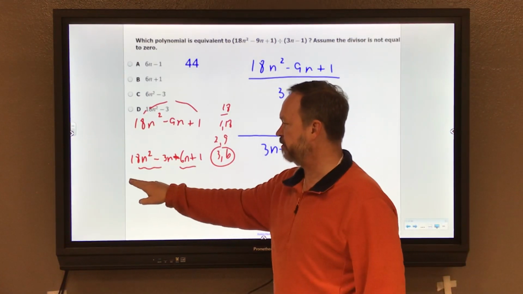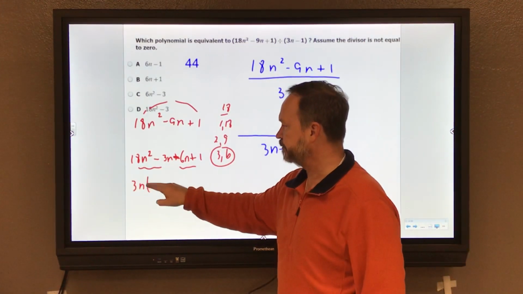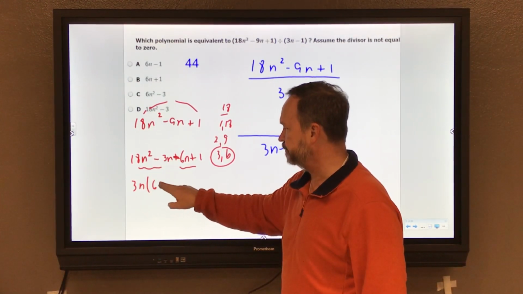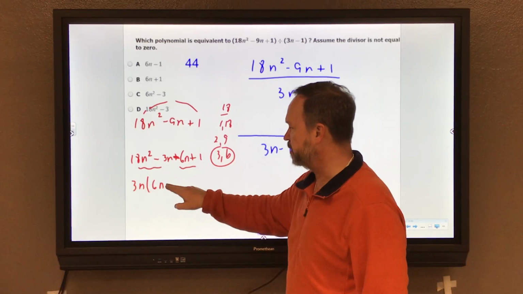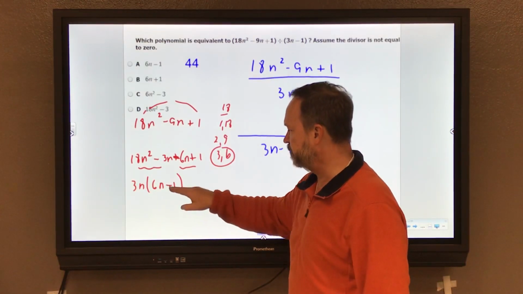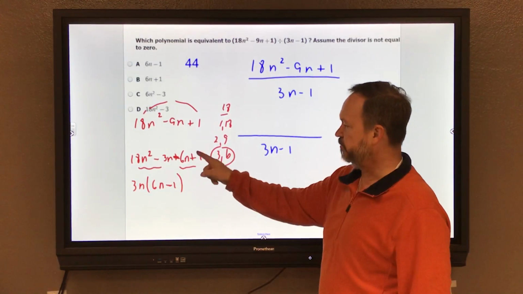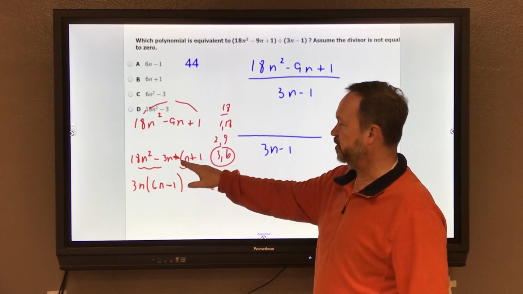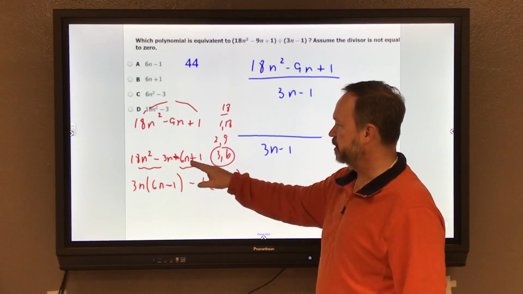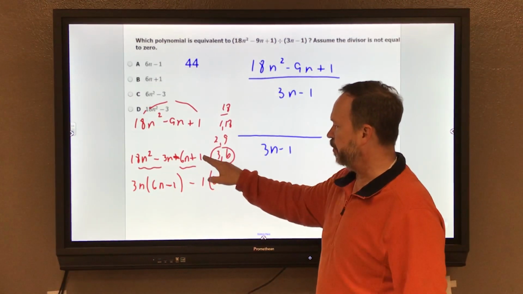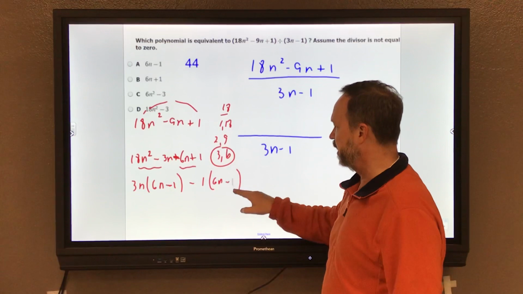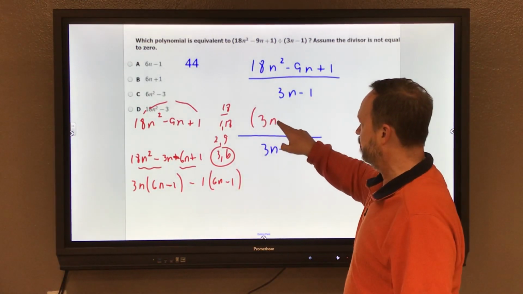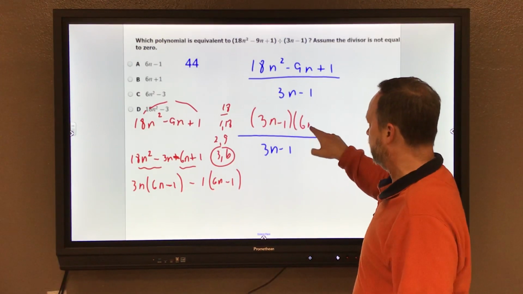The GCF of the first group is 3n. Right? 3n. Take the 3 out. Take the n out. What's a negative 3n divided by positive 3n? So that's a minus 1. GCF here, it's 1. So we're going to take out a 1. But we're going to take out a negative sign, middle sign in the middle. So that makes that a positive 6n. And positive 1 divided by negative 1 makes that a negative. So you can see what we end up with right here is 3n minus 1 and 6n minus 1.